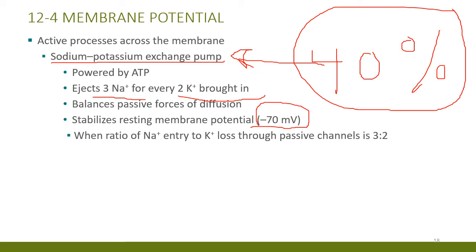When looking at the ratio of sodium ion entry to potassium loss through passive channels, you have to realize the ratio is 3 to 2. So there's 3 sodiums going out, and 2 potassium coming in. And that ratio, the ratio of sodium entry to potassium loss, is 3 to 2.